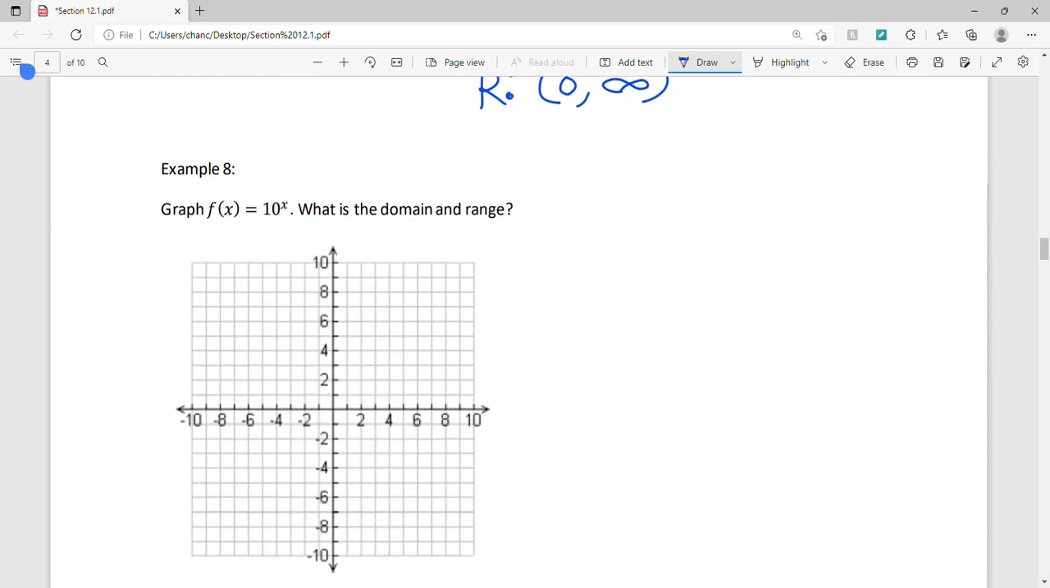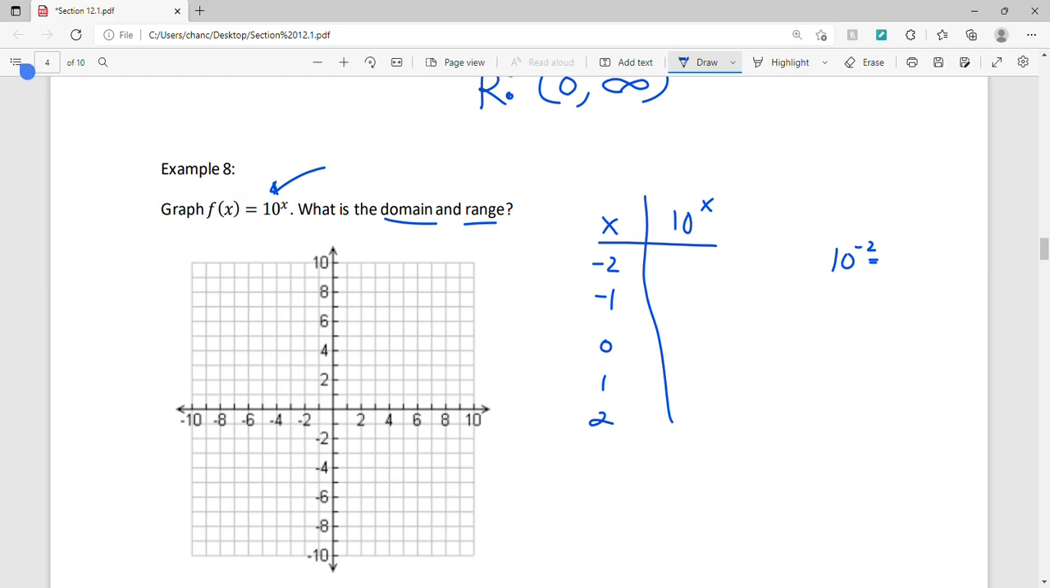In example 10, the base is even bigger. So let's compare example 7 and 8 together, and let's see what's going to happen. I'll pick some values here. Let's pick x as -2, -1, 0, 1, and 2. And for the other side, we'll look at 10 raised to the x. So this is 10 raised to the -2, which is equivalent to 1 over 10 squared, or 1 over 100.